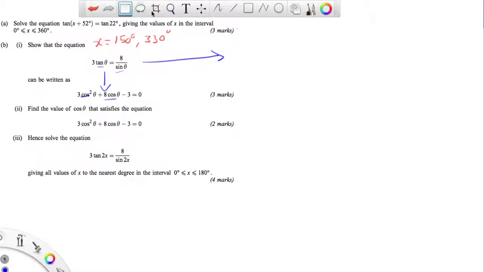And now if we look at part B II, we want to find the value of cosine theta that satisfies this equation. Well, if we look here, we have a squared, we have a power of 1, and we have a constant. So that's definitely a quadratic, and we have a 1, 2, 3 term. So it's a quadratic trinomial, which means we can factorize it. While it looks intimidating at first, we can see that the leading coefficient here is a prime number. It's 3. So that means the only two factors are going to be 3 and 1.